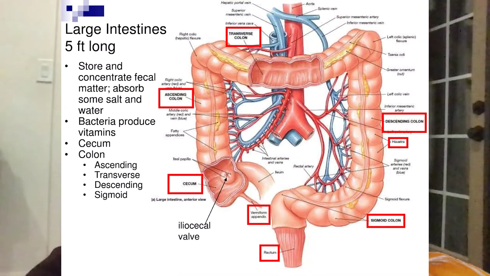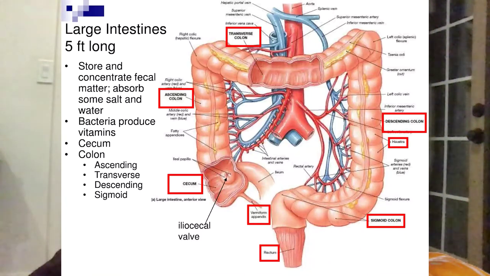I forgot to erase it. There it is. So now you can look at the large intestines as I talk about it. So you can see from the ileum, there's an ileocecal valve. So the material coming from the ileum gets pushed into the first part of the intestines, which is called the cecum. Okay, and again, that's mainly where the bacteria are housed, where they can help us produce vitamins.